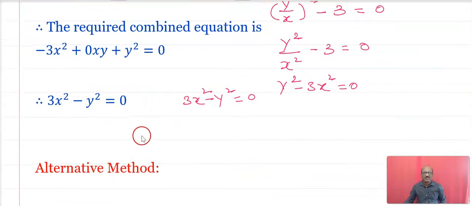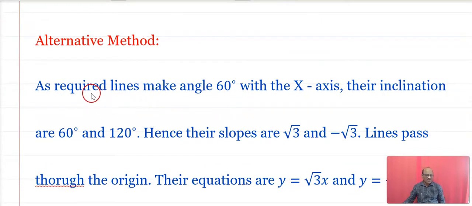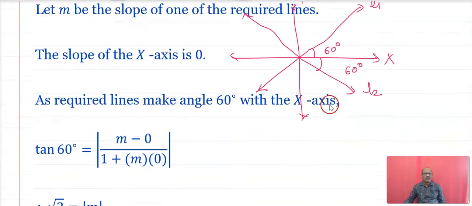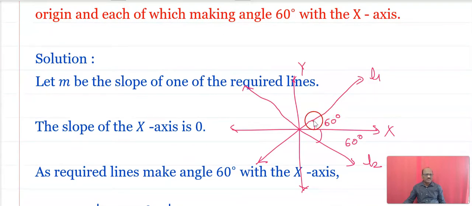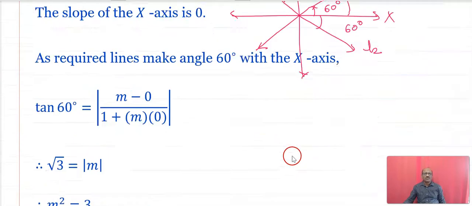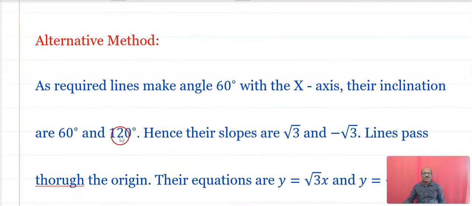This is the joint equation. There is also an alternate method, and that is also very simple. As the required lines make an angle of 60 degrees with the x-axis, what are their inclinations? The first line has an inclination of 60 degrees, and the second line makes an inclination of 120 degrees. Okay, and therefore, what are their slopes? What is the first?